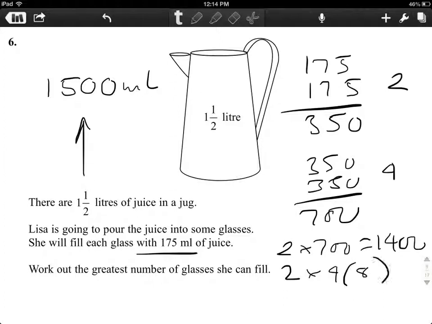That's 8 glasses. Just work that out actually. So 2 times 4 equals 8. So 8 glasses give us 1400. So 175. We can't get another glass, so we can get 8 glasses then, is the answer.